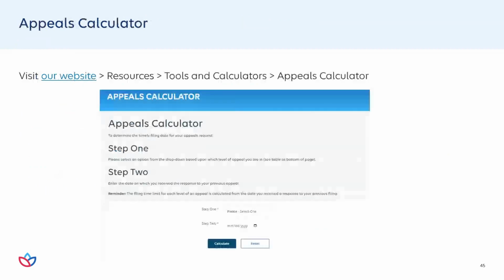As Jessica mentioned, the appeals calculator. So on our website, which is hyperlinked, if you click on resources, tools and calculators, and then appeals calculator, that's what Jessica was referencing earlier, where you can enter the applicable information and it will calculate the due date of your next level of appeal.